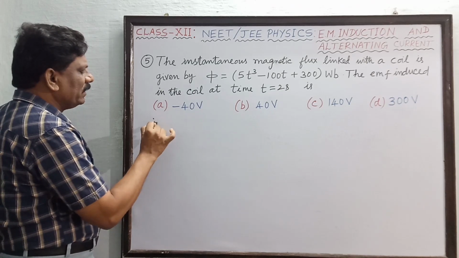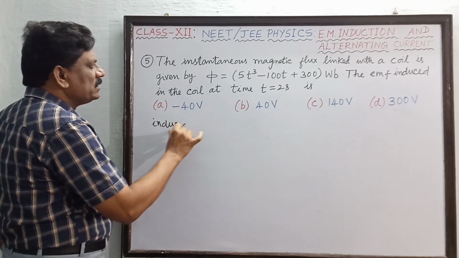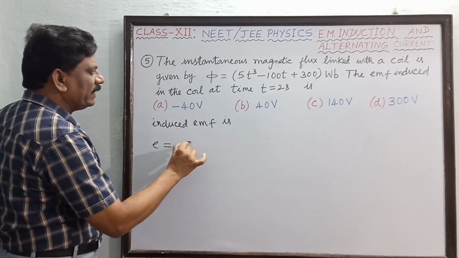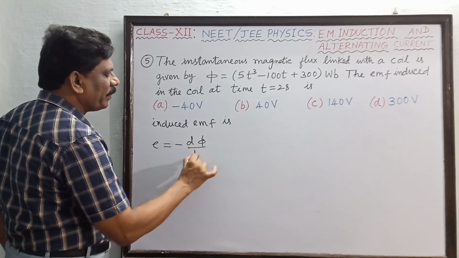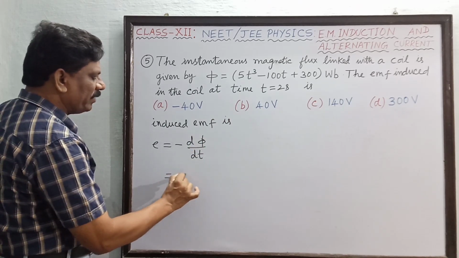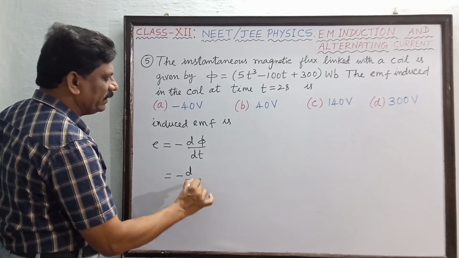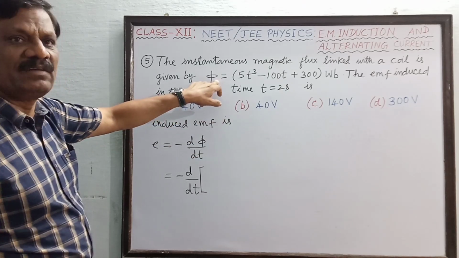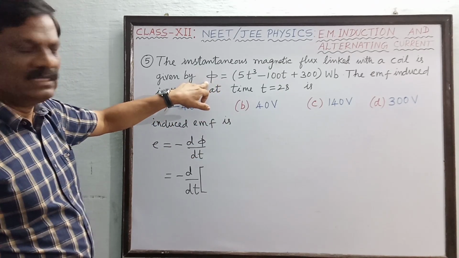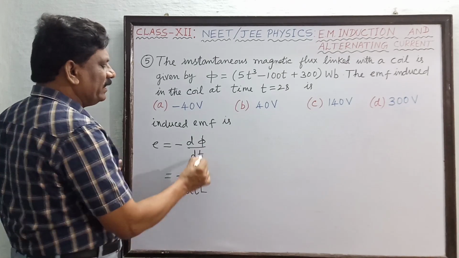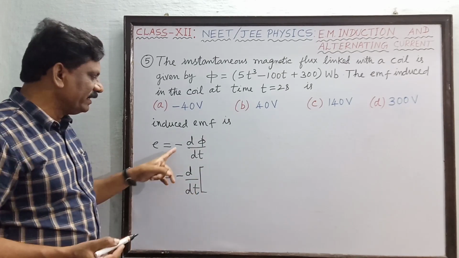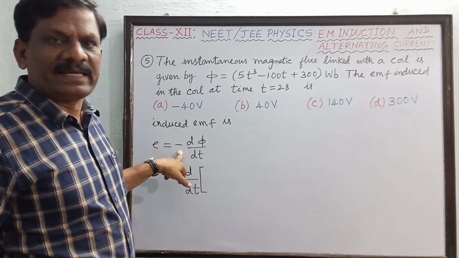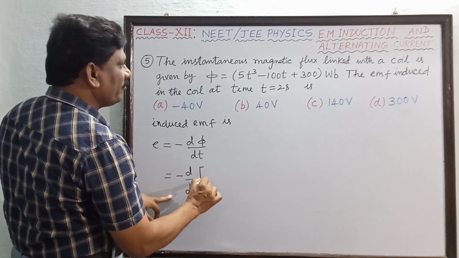Now the induced EMF is given by E is equal to minus of d phi by dt. So this is equal to minus of d by dt. Inside this we have to differentiate the given expression for phi. So this is the flux. So d phi by dt is the rate of change of magnetic flux and it should have a negative sign. Understand that? This is Faraday's second law.